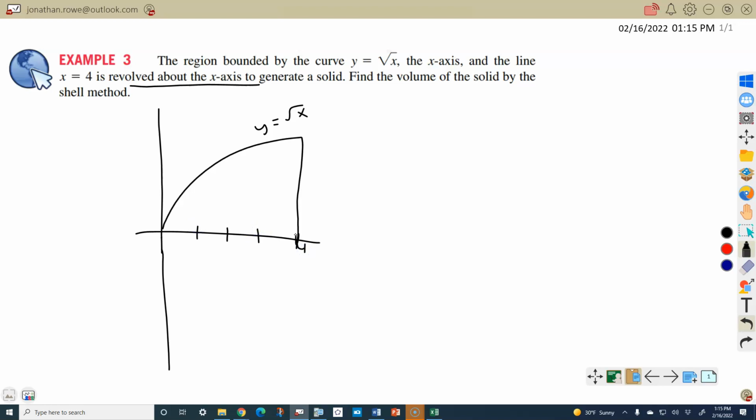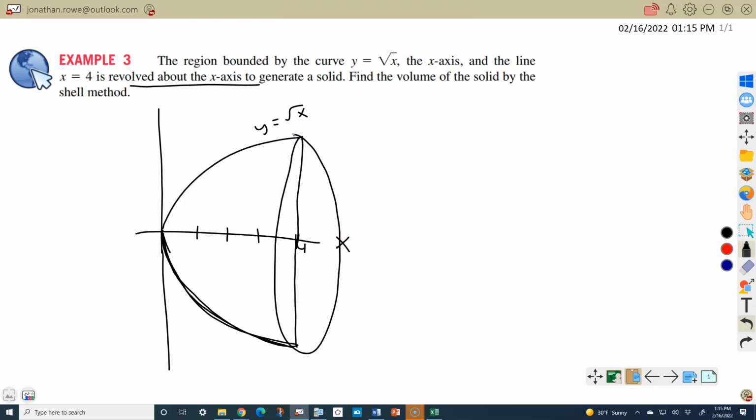And what we're revolving around the x-axis, like that. All right, so we could use the disk method. That'd be pretty simple on this problem. Maybe even other methods, but I think it tells us to use the shell method. So that's what we're doing, try to get a good feel for the shell method.